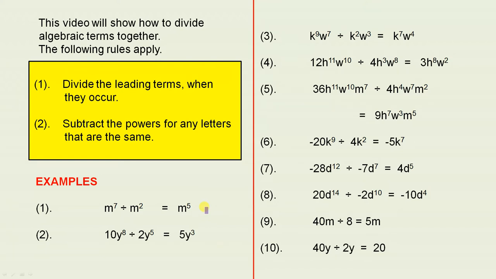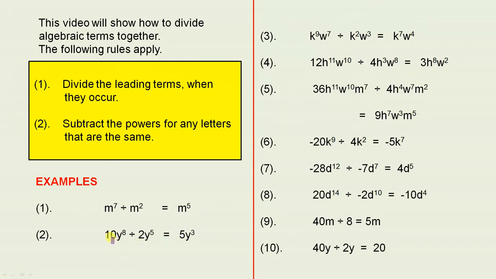For the examples, we have number 1, m to the power of 7 divided by m squared. There are no leading terms. Well, there are. They're 1 and 1, so 1 divided by 1 is 1. And the letters are the same, and 7 take away 2 is 5. Because when you have division, you subtract the powers for any letters that are the same. You remember in the previous video, when there's multiplication, we add the powers. When we have division, we subtract the powers. And that's why that's the answer.